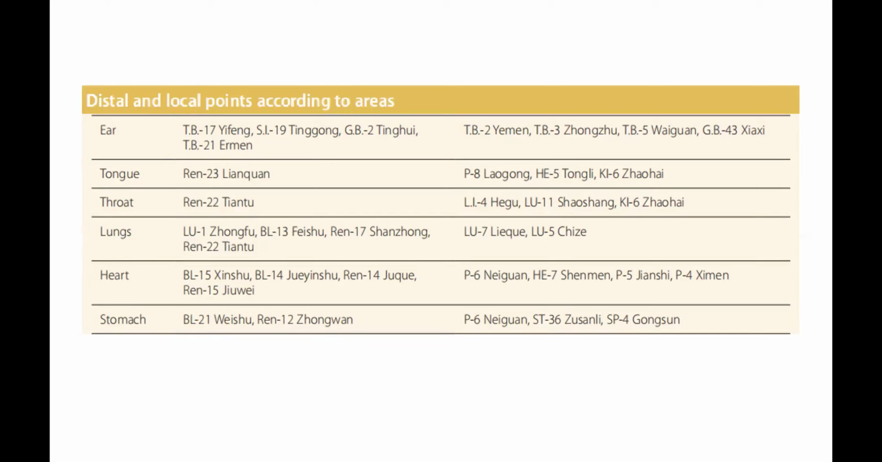Lungs, local: Lung 1, Bladder 13, REN 17, and REN 22. Distal: Lung 7, Lung 5. Heart area, local would be Bladder 15, Bladder 14, REN 14, and REN 15. Distal points would be P6, Heart 7, P5, P4. Stomach area, local points would be Bladder 21 and REN 12. Distal would be P6, Stomach 36, and Spleen 4.